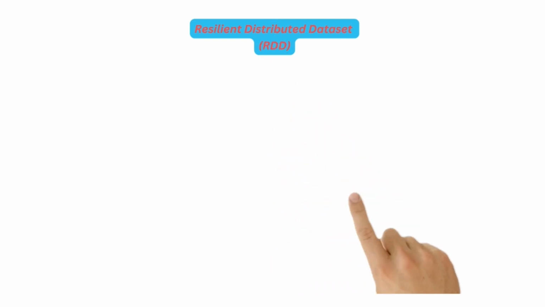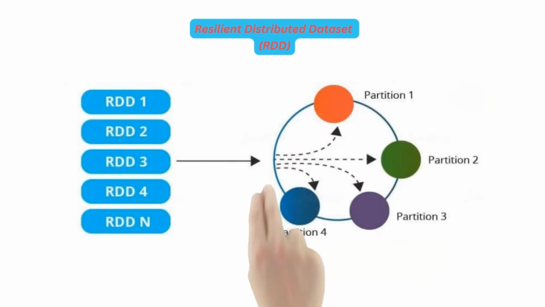Resilient distributed dataset. An RDD is an immutable, meaning read-only, fundamental collection of elements or items that can be operated on by many devices at the same time, meaning Spark parallel processing. Each dataset in an RDD can be divided into logical portions, which are then executed on different nodes of a cluster.